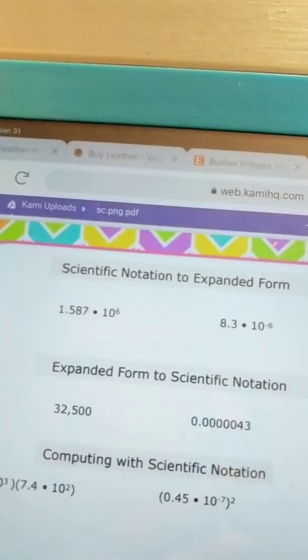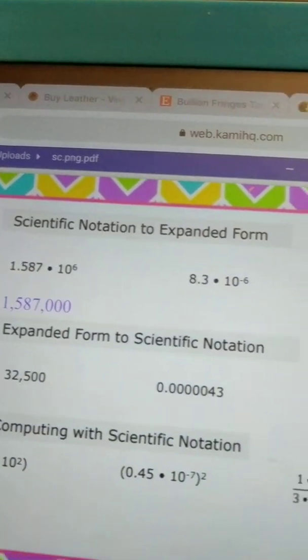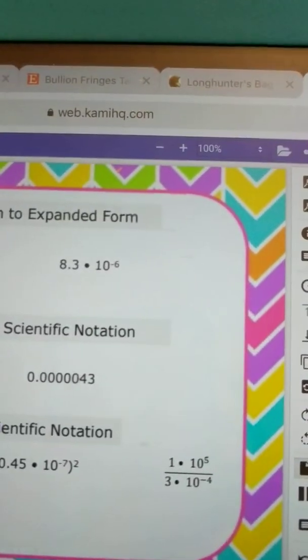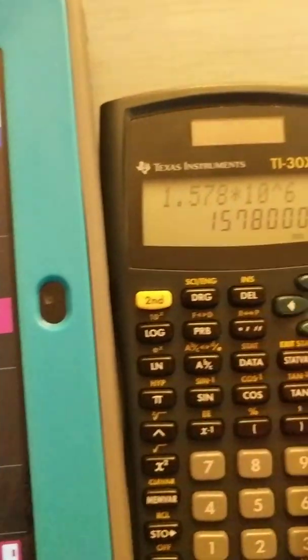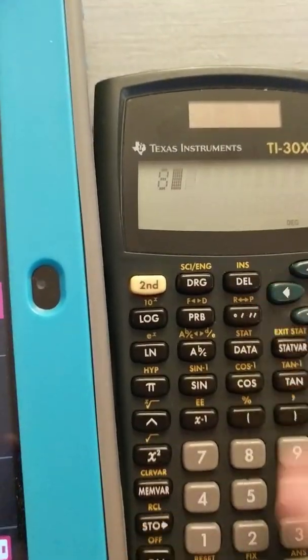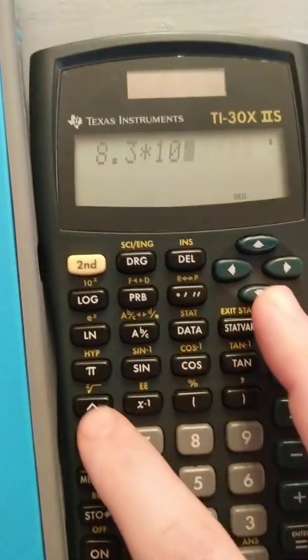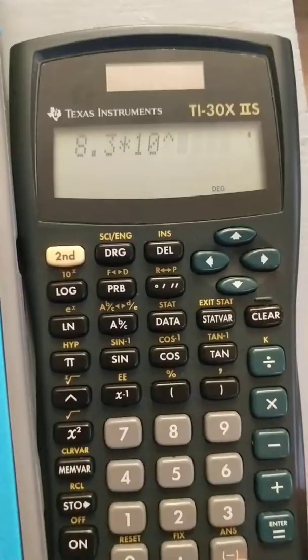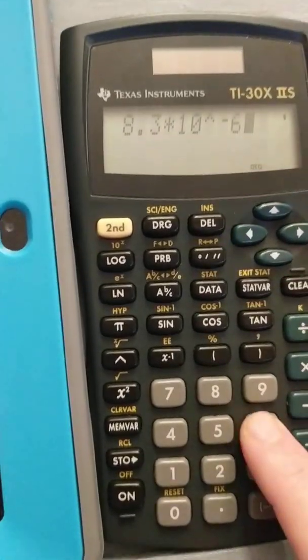1,578,000. Okay, so that's our answer for the first one. And for the second one, 8.3 times 10 to the negative 6th, just do the same thing with your calculator, 8.3 times 10, push your arrow up here, and then make sure you push your negative, and then 6.